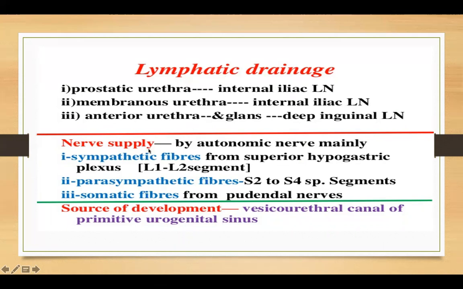Now come to the nerve supply. Nerve supply by the autonomic nerves, mainly sympathetic fibers from the superior hypogastric plexus, L1 to L2 segment, parasympathetic fibers from the S2 to S4 segment, and somatic fibers from the pudendal nerve. So the somatic nerve is the pudendal nerve.